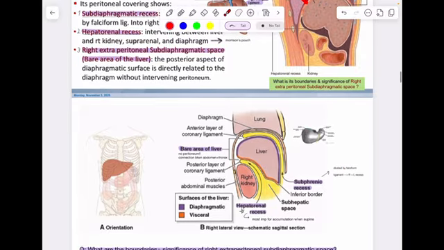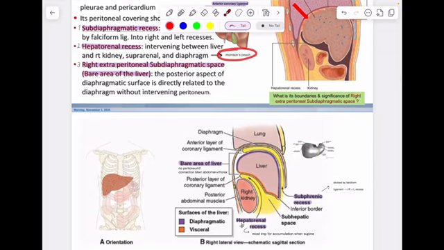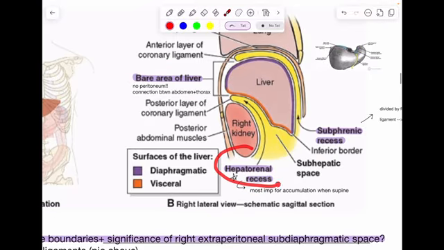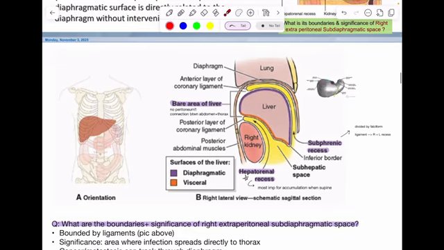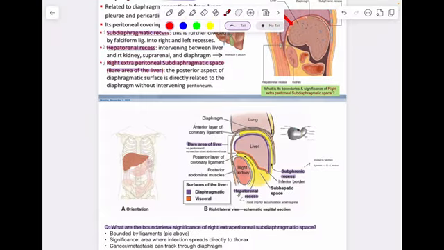Then we have the hepatorenal recess, and this is also known as Morison's pouch, as you can see in the image here. Of course this is going to be important because this is going to be the most important area for accumulation of fluid or pus, for example if the patient is supine. And of course we have the right extraperitoneal subdiaphragmatic space, or more simply the bare area of the liver.